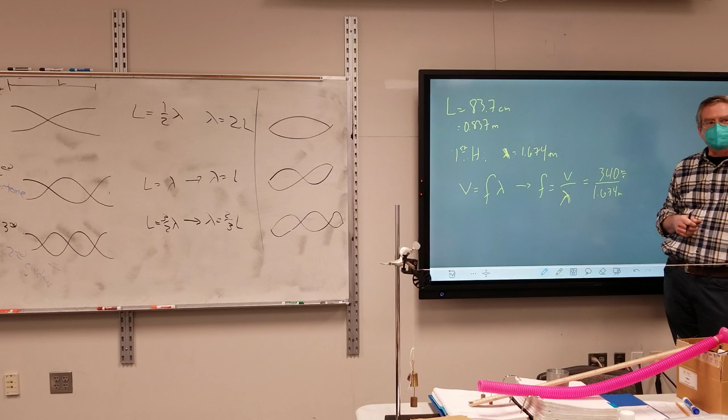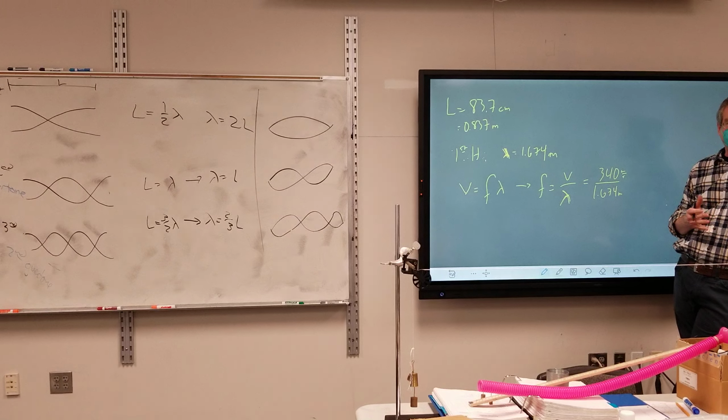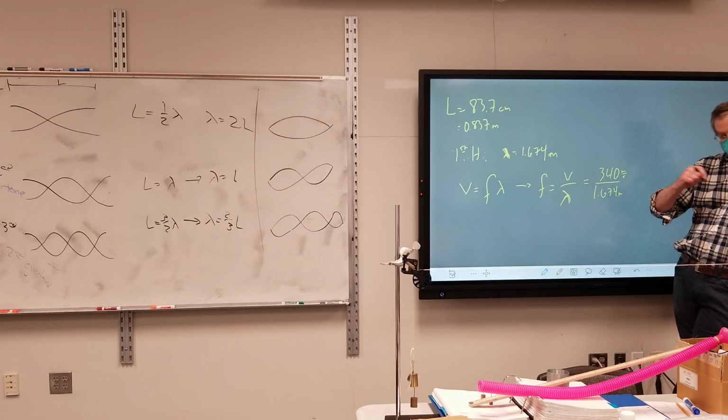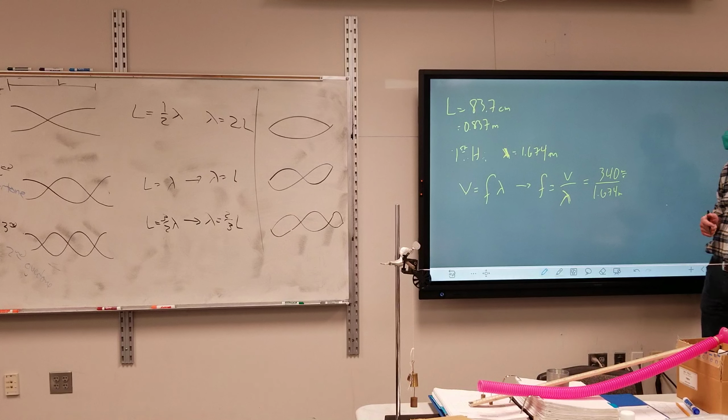It varies depending upon the temperature. We'll just stick with 340, good enough, but the hotter it is, the faster the particles are moving, and so the faster the wave moves. 340 divided by 1.674. Is that 203.106? Yes, 203.106 hertz. All right, so let's see what that sounds like. Live.